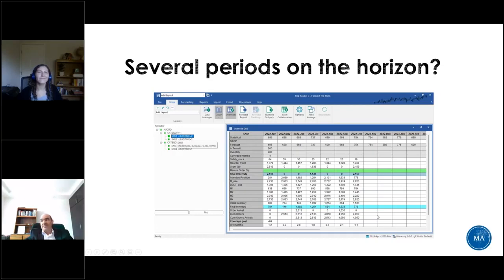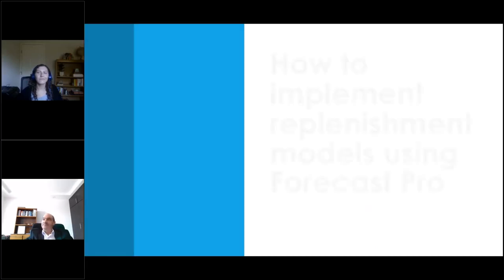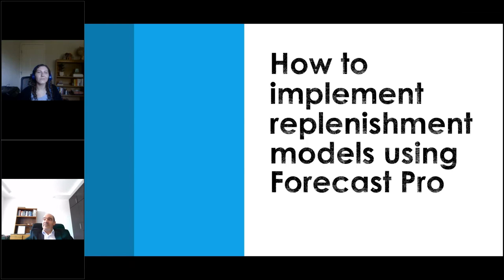And this is something just to help an S&OP process. And you will see this when I open up ForecastPro. So, how to implement replenishment models using ForecastPro.